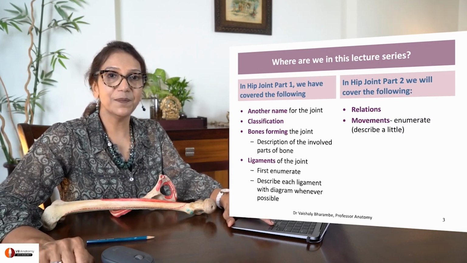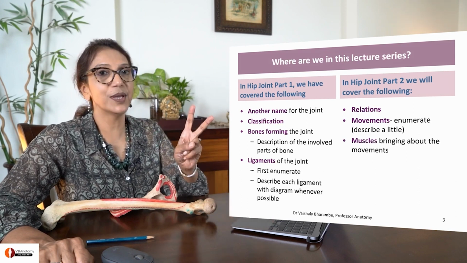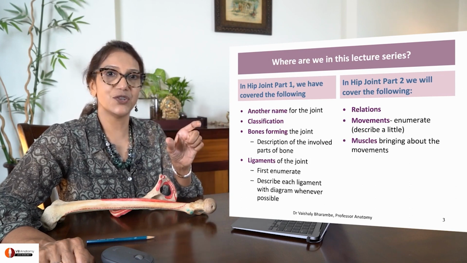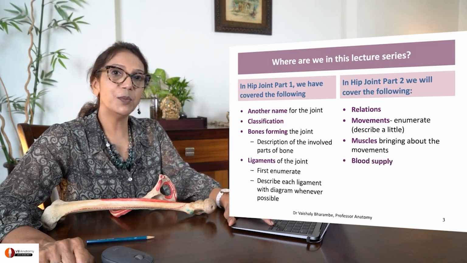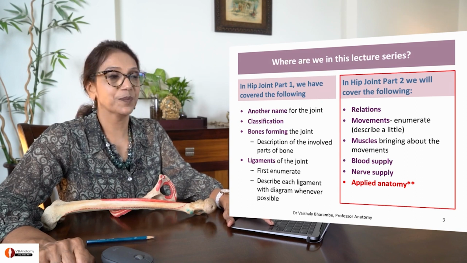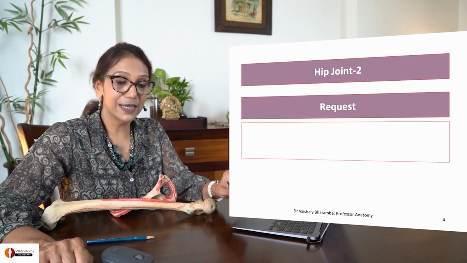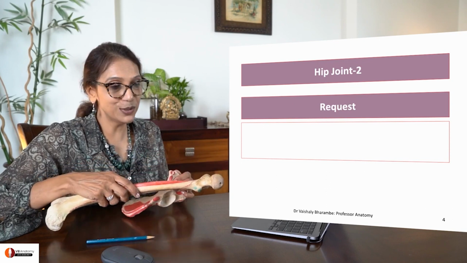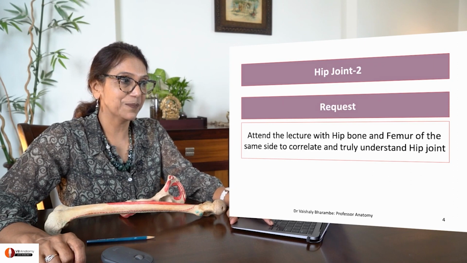The link is given in the description section so that you are updated with the complete joint. Today, what are we covering? Today, we'll be talking about relations, movements, muscles. See how I put them together, because this is one package. You have to understand that today. Plus, I'll be talking about blood supply, nerve supply, and the very important applied anatomy. So let's begin then. Before that, again a little request. Like I'm sitting with this hip bone and femur, I request all of you also to sit with these two bones. It will help you to understand the topic much better.